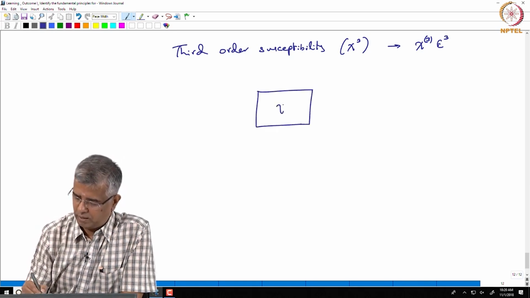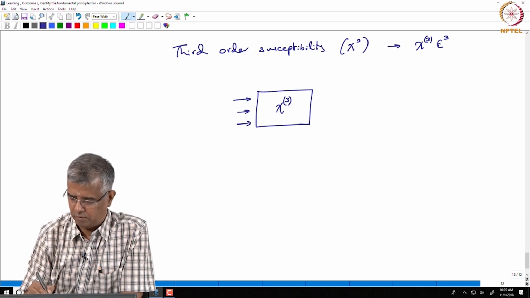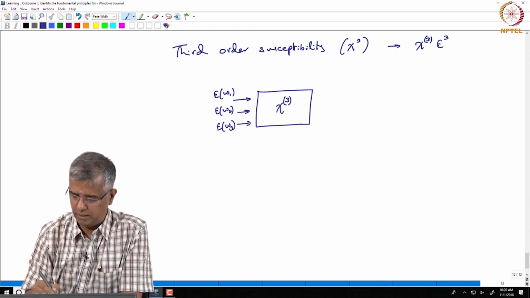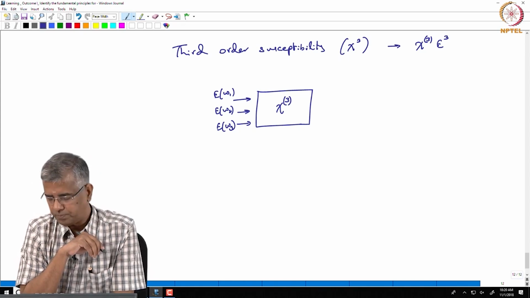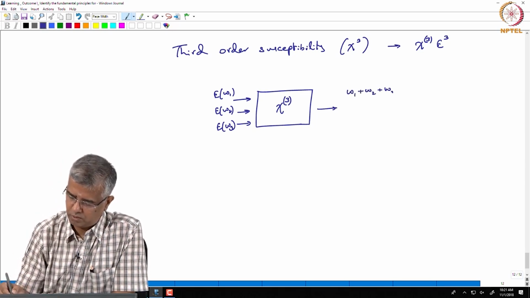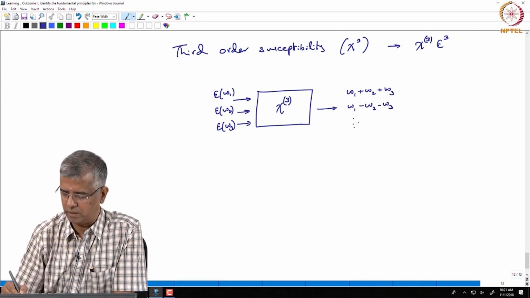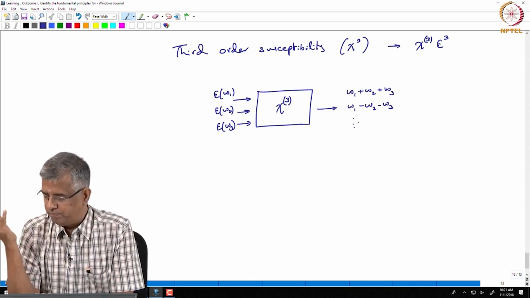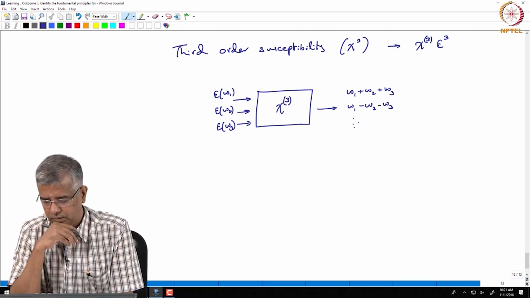which could be at 3 different frequencies. So you have a material that's providing a large chi 3, and you could have E of omega 1, E of omega 2, E of omega 3, right, multiple frequencies that are exciting this medium, and then you can get an output which is a combination of this: omega 1 plus omega 2 plus omega 3, omega 1 minus omega 2 minus omega 3, and so on, right. You can get all possible combinations. You could get things like 2 omega 1 minus omega 2, 2 omega 1 minus omega 3, all sorts of things are possible, right.